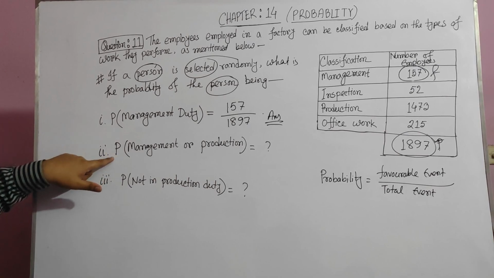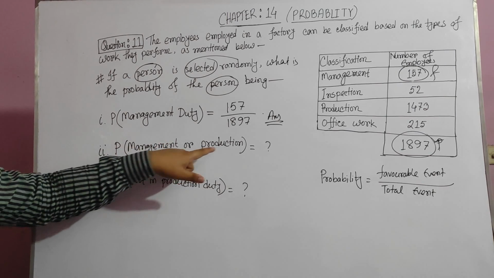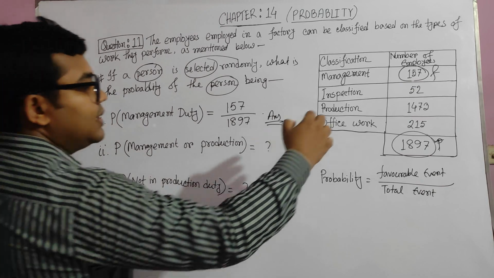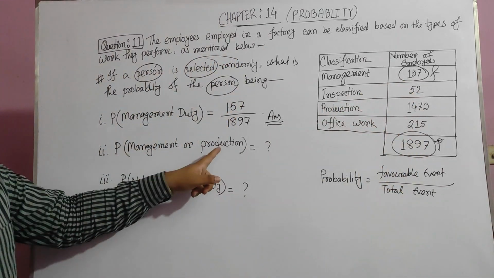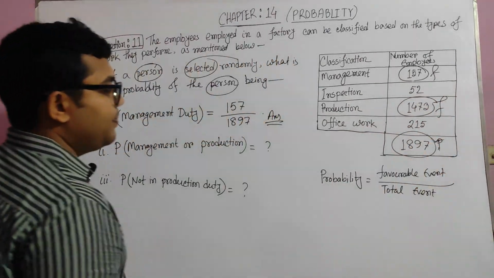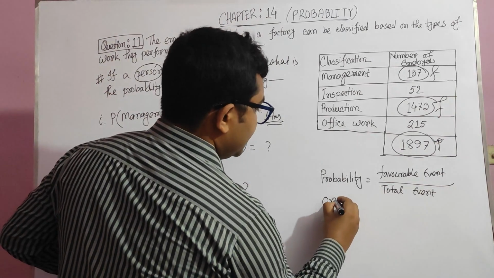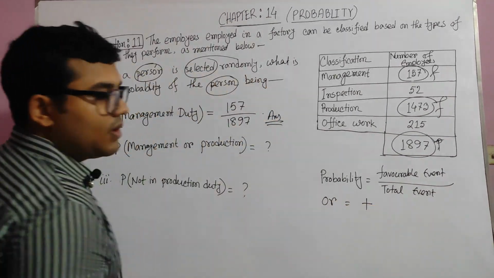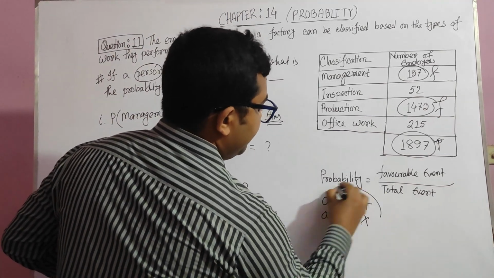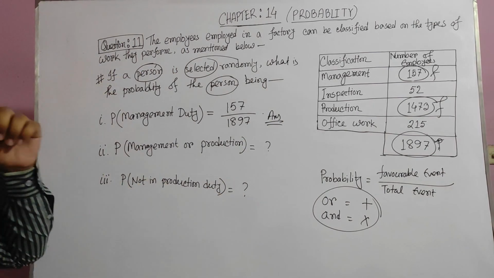The second question asks for the probability of management or production duty. The probability of management is this divided by this. In the case of production, the favorable is this and the total is this. Here it is given or. Another formula we have to remember: if there is or, it must be plus, and if we find something like and, it must be multiply. This is another very important formula for this probability chapter.